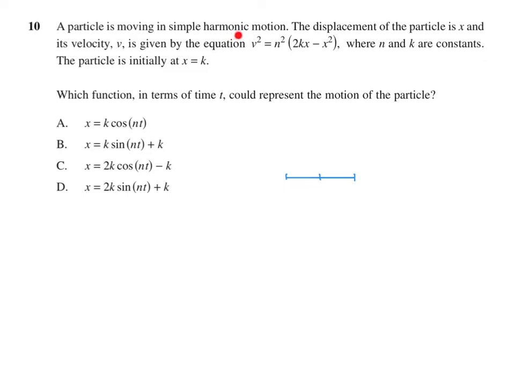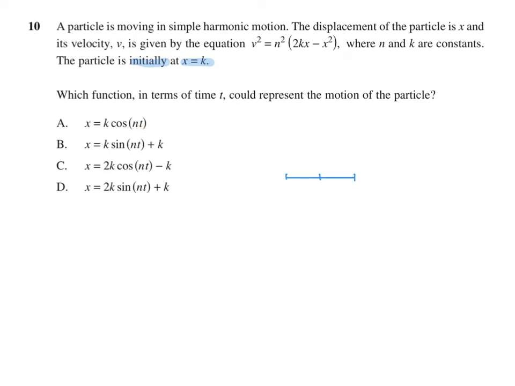It is about simple harmonic motion. There is a particle moving in simple harmonic motion, and x is the displacement of the particle, while v is the velocity of the particle, and the velocity displacement equation is this one, where n and k are constants. Initially, the particle is at x equal to k. Based on all the information provided, the question asks for a displacement time function.